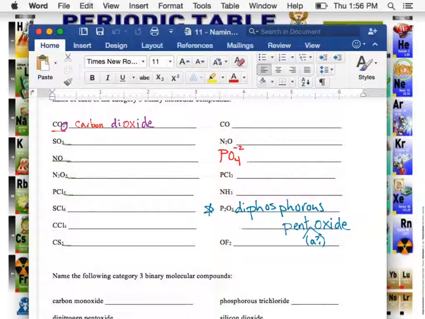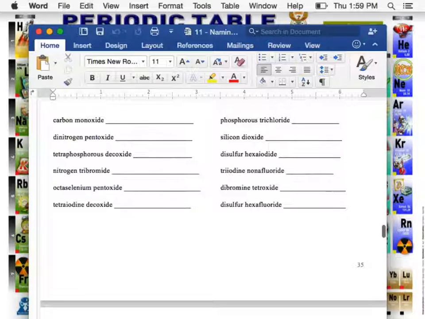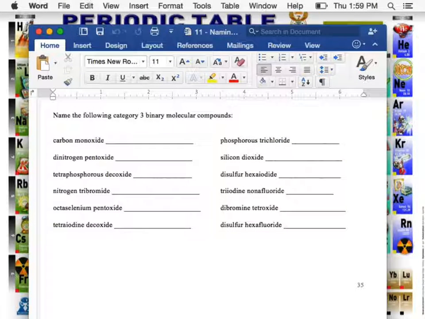Make sense? What if we move down to the bottom ones? Let's make those a little bit more challenging, because I think they've got a little bit more challenging ones down there. Whoa. Triiodine nonafluoride.